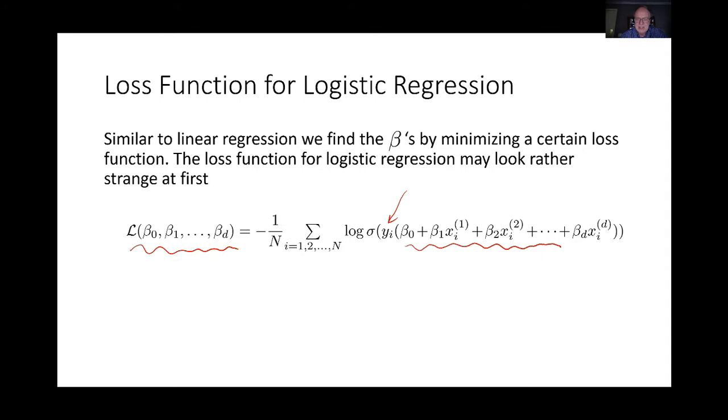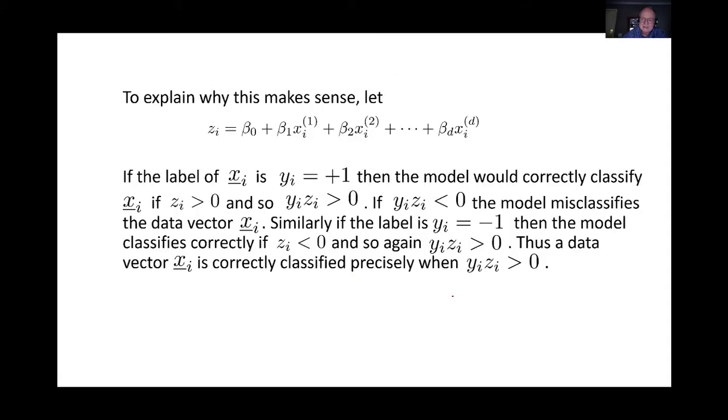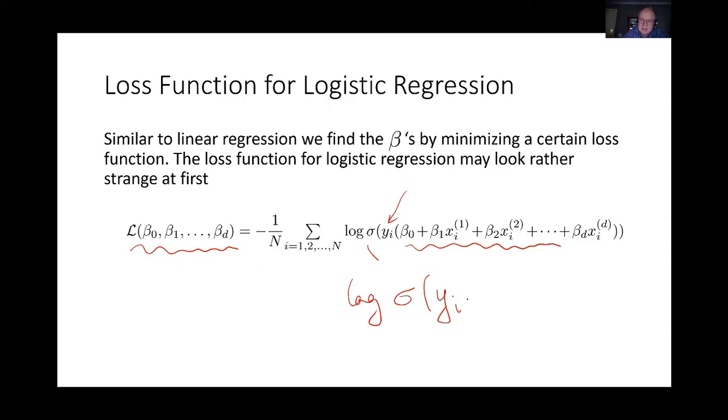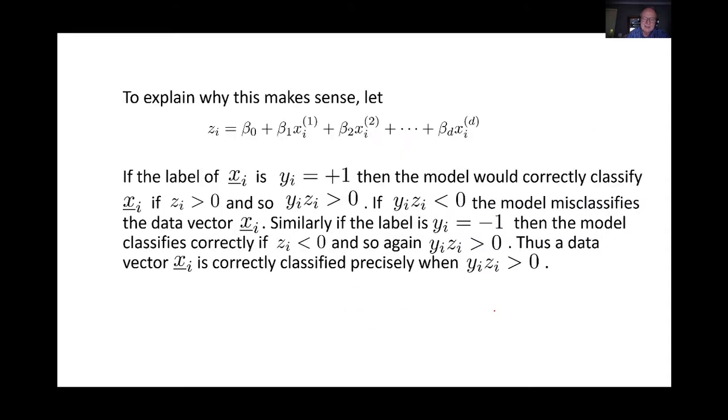So we have here this thing I call z. This thing here is the logarithm of the logistic function applied to the label yi times, let's call it zi. So zi is this linear expression here. That looks somewhat weird, right? It's not clear what goes on here. So why are we interested in minimizing this function? What good does it do to minimize this function? Well, let's try to look at it and see why that is interesting.